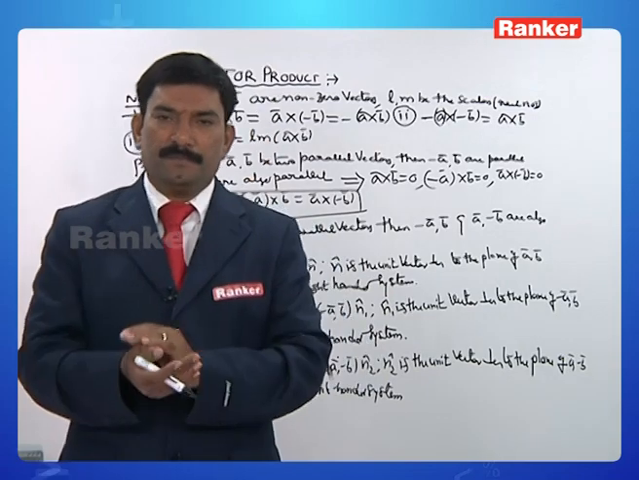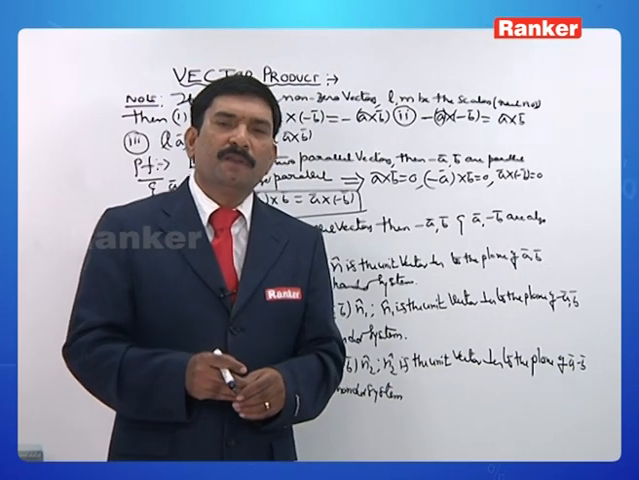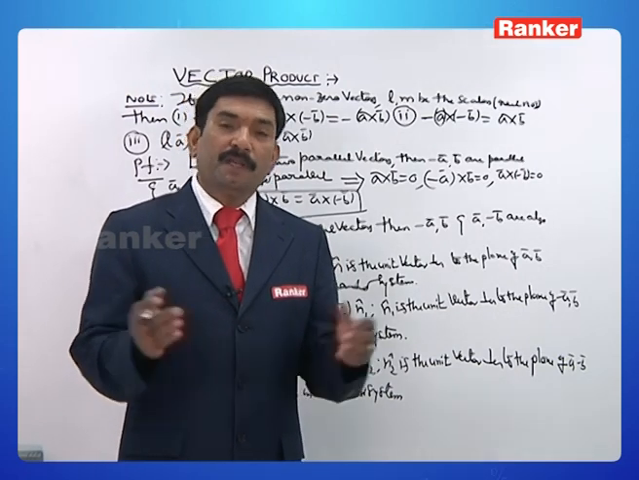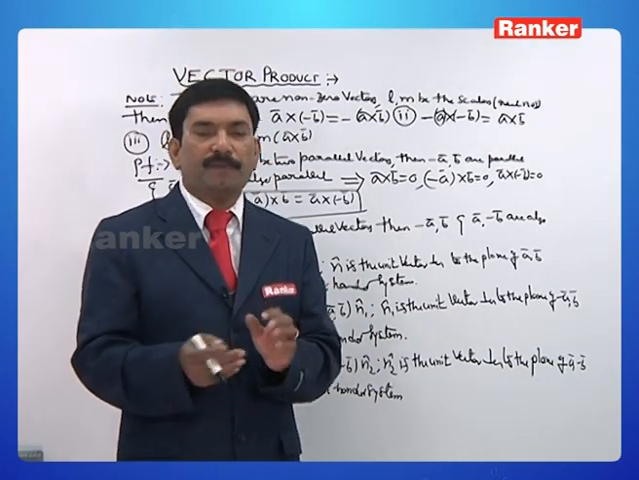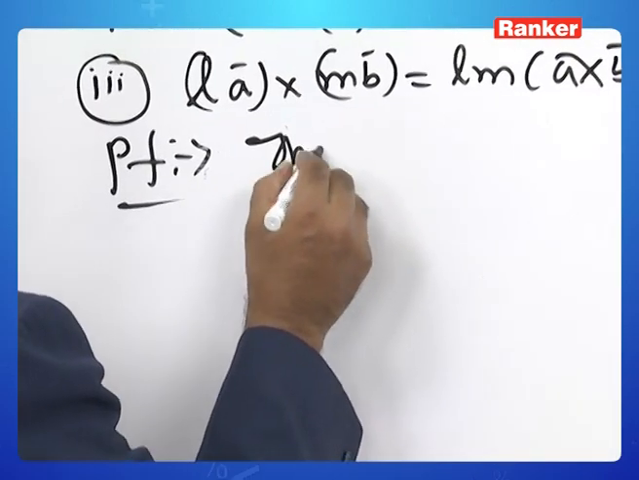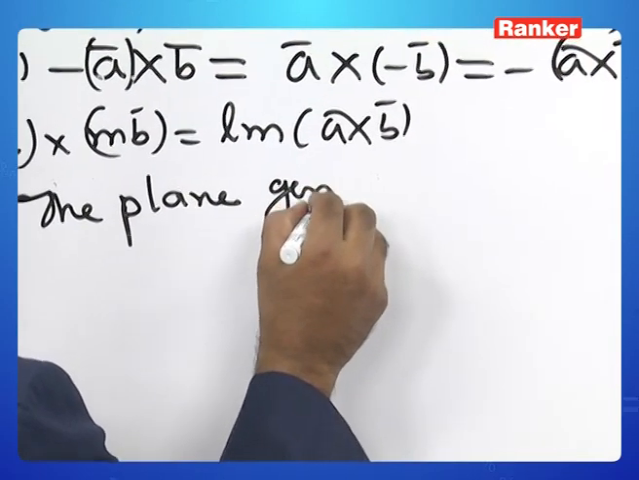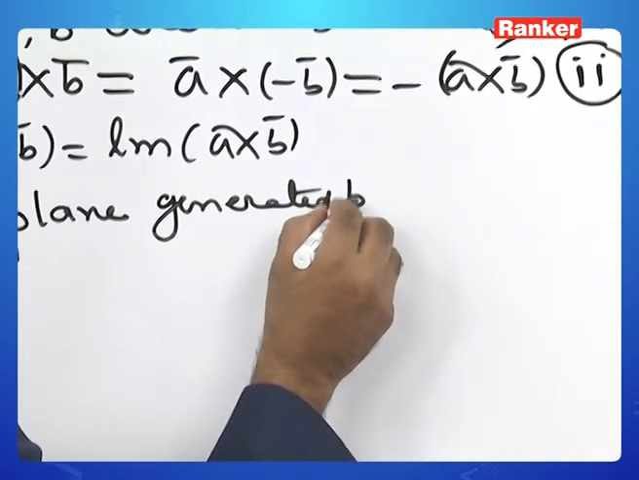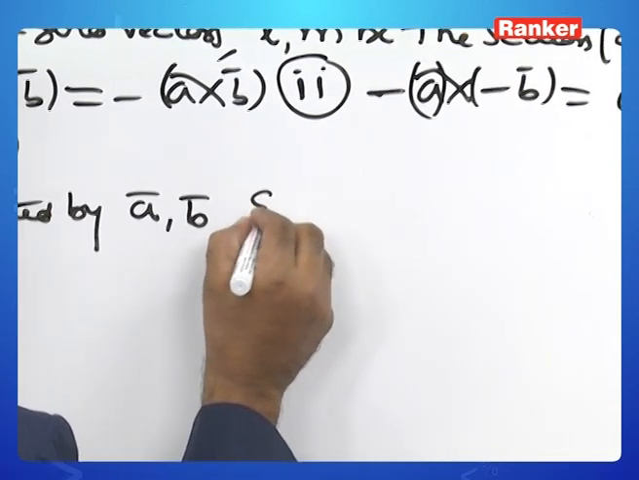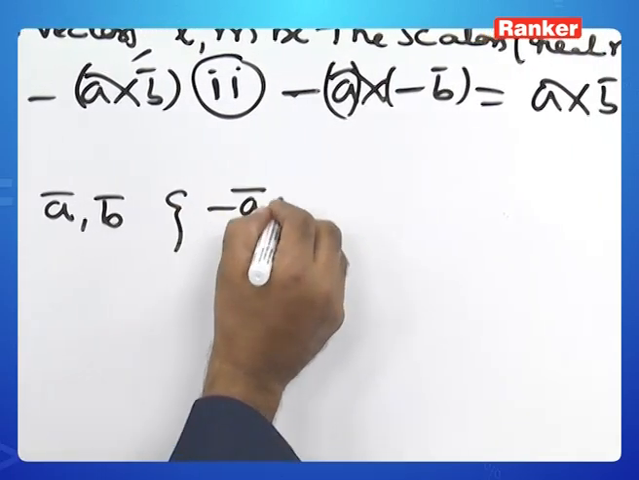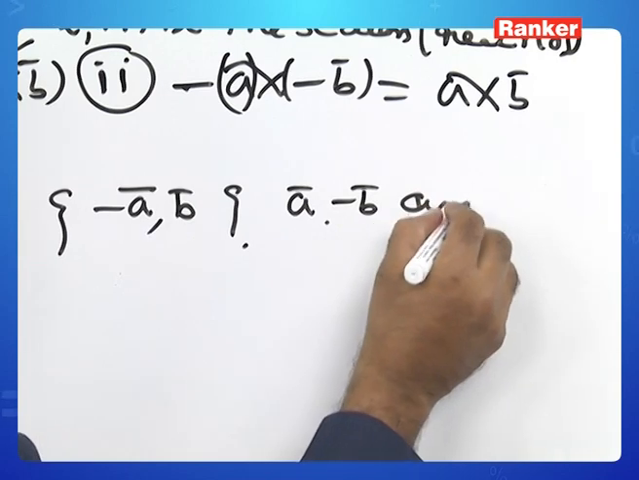Right-handed system. Therefore, we can write n cap is equal to n1 cap is equal to n2 cap. So, therefore, what I do is the plane generated by A bar, B bar and minus A bar, B bar, A bar, minus B bar are the same.